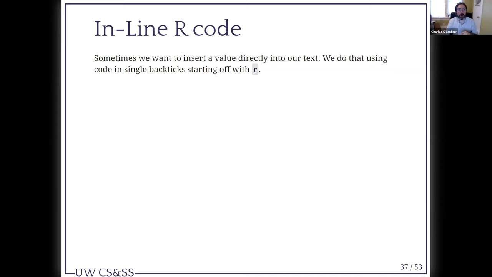So, inline R code. Sometimes you don't want a chunk of output in your document. You instead want one or two values to change depending on what is run in your document. For instance, you might want text that reads something like, the mean of this variable is this number, and you don't want to manually write the number. You want it to be pulled out of the data.